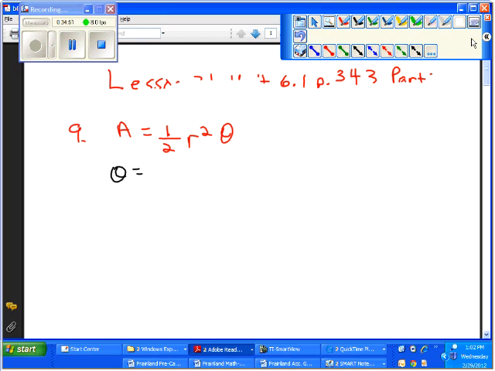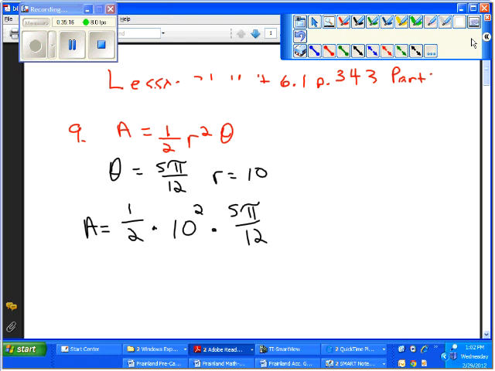So number 9 gives us theta, and theta is equal to 5 pi over 12, and it gave us a radius of 10. Theta is supposed to be a little taller than that, a skinny guy like this, something like that. And so we're going to have area is equal to 1/2 times the radius of 10 squared times theta, which is 5 pi over 12. 1/2 r squared theta. This is going to turn into 100 right here, correct?